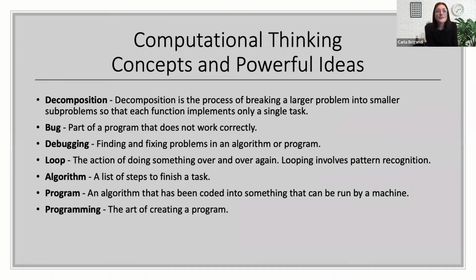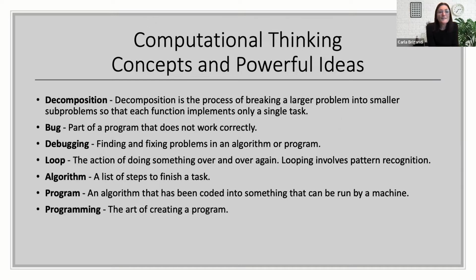These computational thinking concepts and powerful ideas, the ones that we're reinforcing today, include decomposition, taking a big problem and breaking it down into more manageable steps. A bug: sometimes what we do doesn't really work out, and that's not an issue. We just simply have to debug it. We find the problem and we fix it. A loop is something that happens over and over again. So are there specific actions that are happening in a pattern?